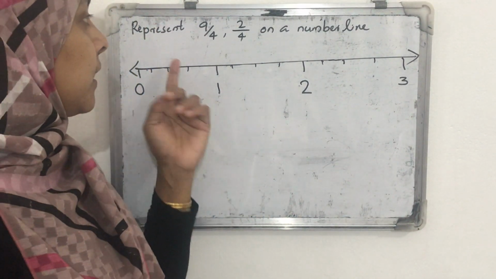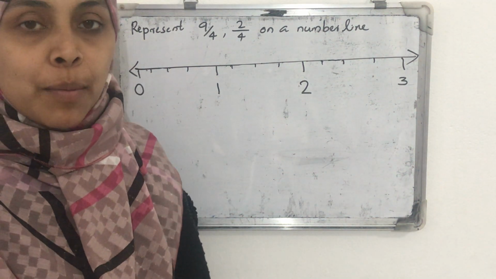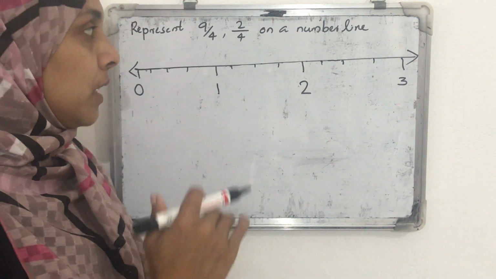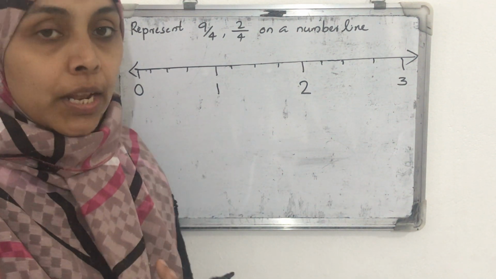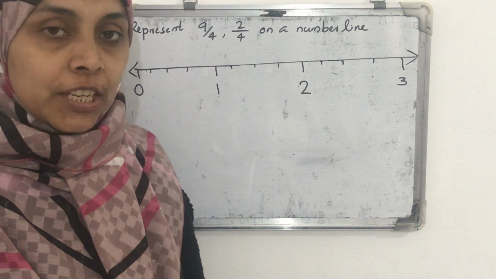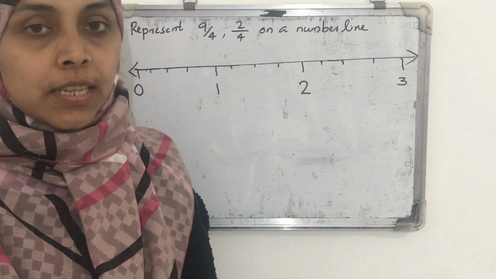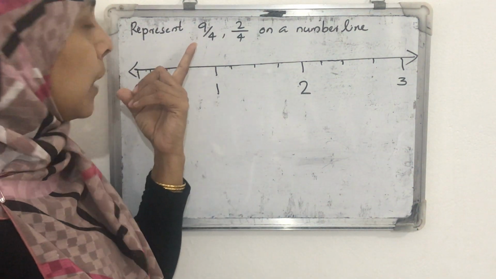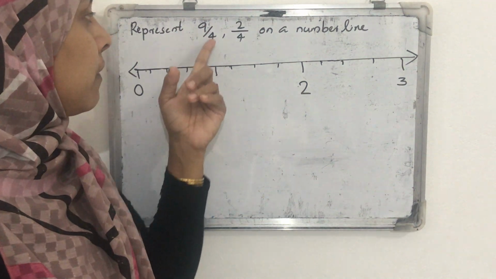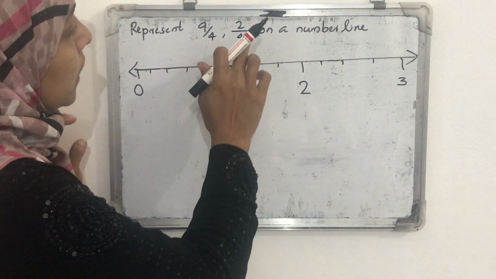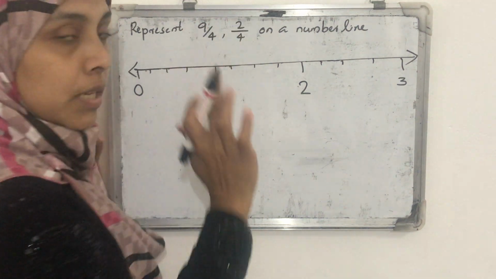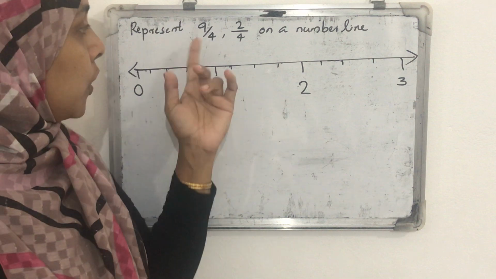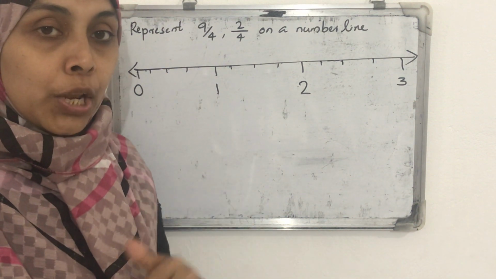Last class we discussed how to represent rational numbers on a number line, where the numerator is less than the denominator. Now here we want to represent rational numbers like 9 by 4 and 2 by 4. 2 by 4 is already proper. Anyway, here we included this type of rational also, where the numerator is greater than the denominator.